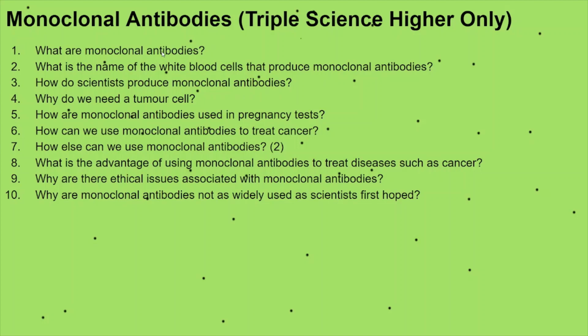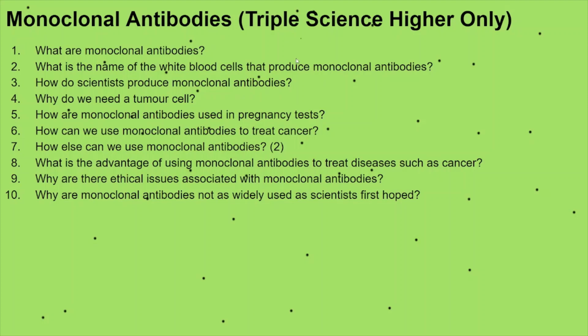So monoclonal antibodies are made from a single clone of white blood cells. And if you remember, antibodies and monoclonal antibodies are specific, so they only target a specific protein antigen. But the key is that they've been made from lots of clones of a single white blood cell. The white blood cells that produce monoclonal antibodies are known as B lymphocytes.